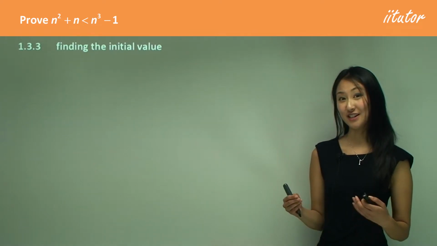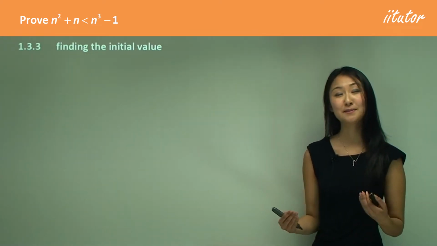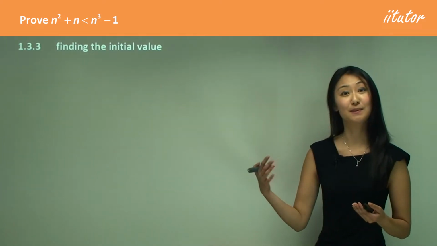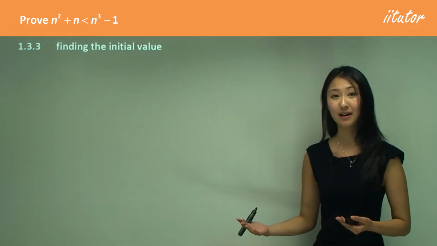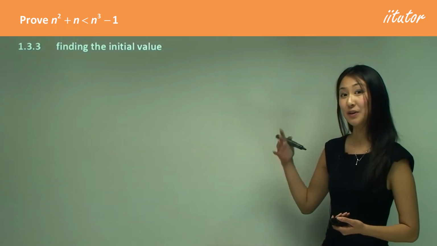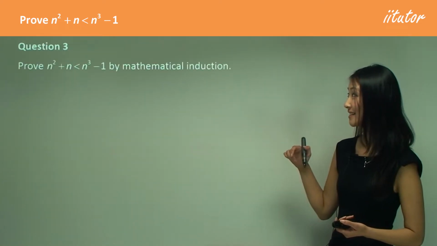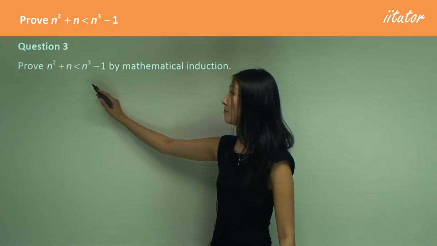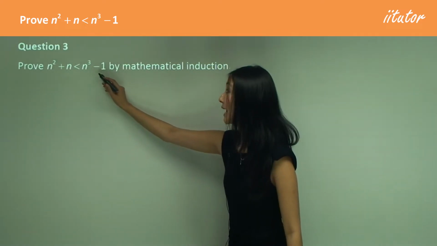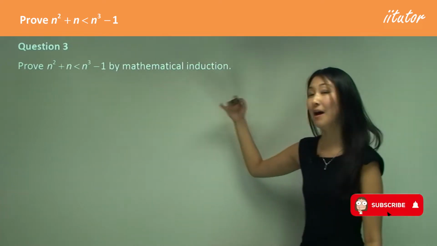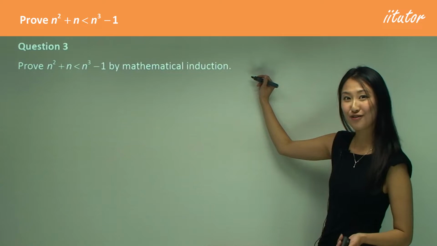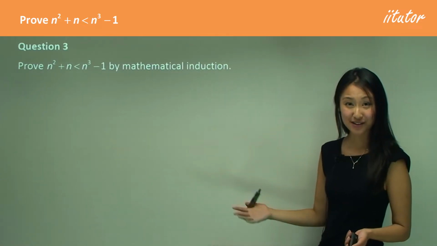So far in our questions with inequality, we've always been given the initial value. So we've always been told that n must be greater or equal to a certain number. Now we're going to work with a question where it doesn't tell us this. So in question 3, we want to prove that n squared plus n is less than n cubed minus 1 by mathematical induction. And you notice a big gap here. It hasn't told you what n must be greater or equal to.